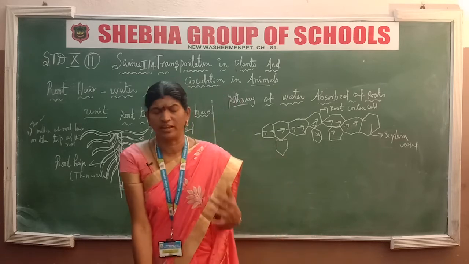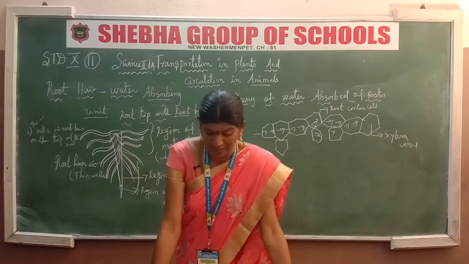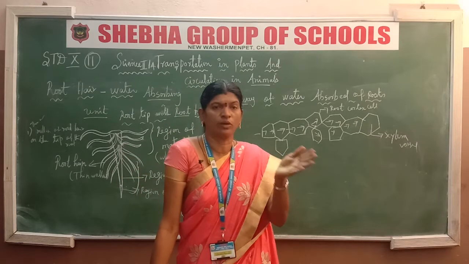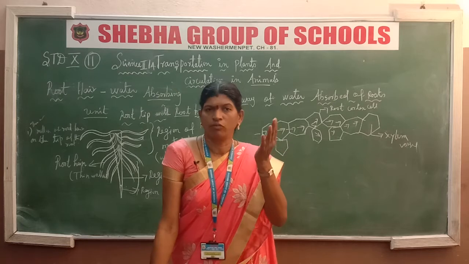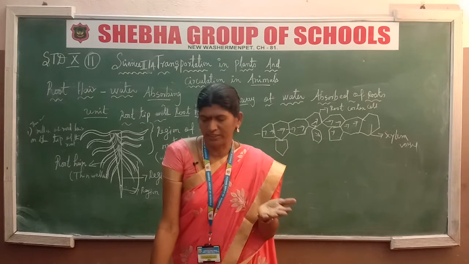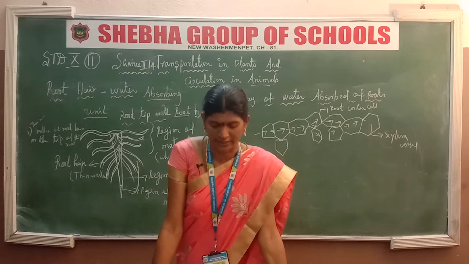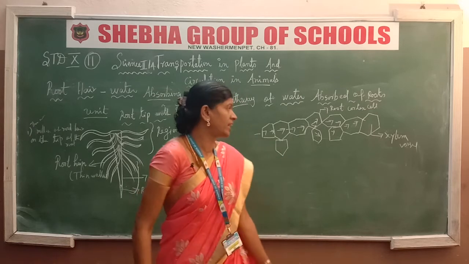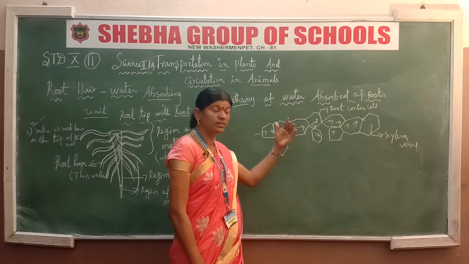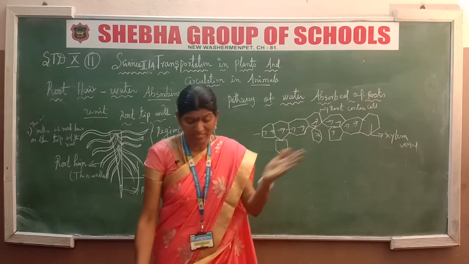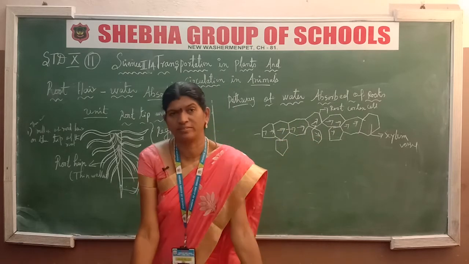Next one is transpiration. What is transpiration? The evaporation of water. Already you know what transpiration is. Transpiration is the evaporation of water from the aerial parts of the plant, especially through the stomata. Excess water is released through the stomata.